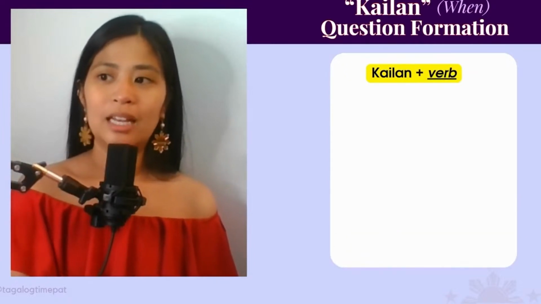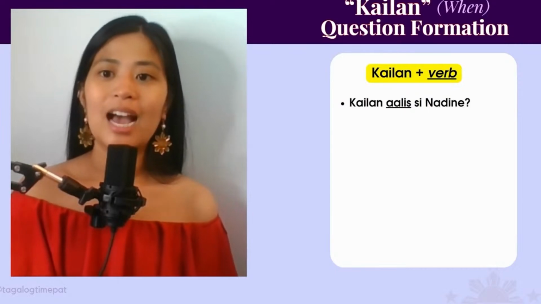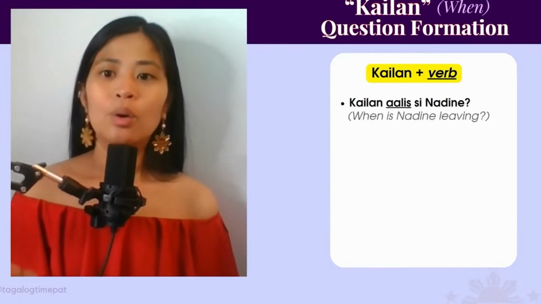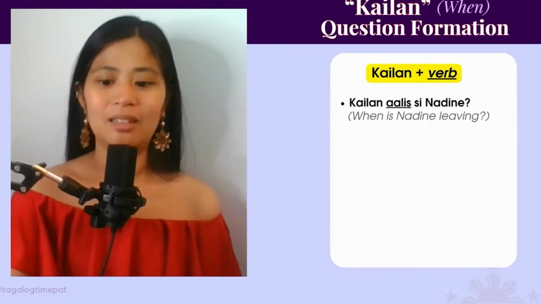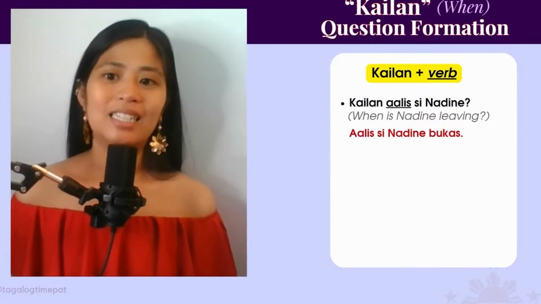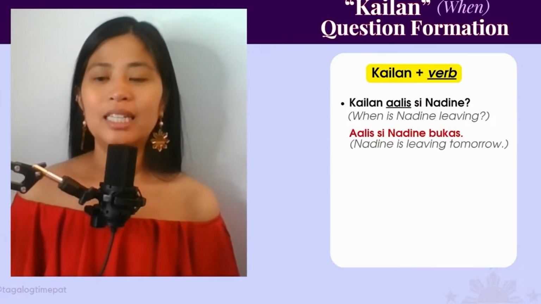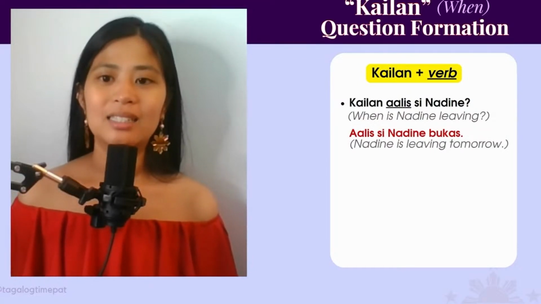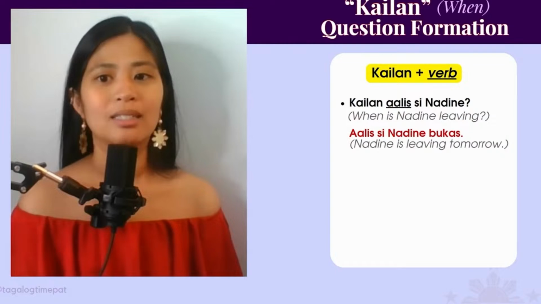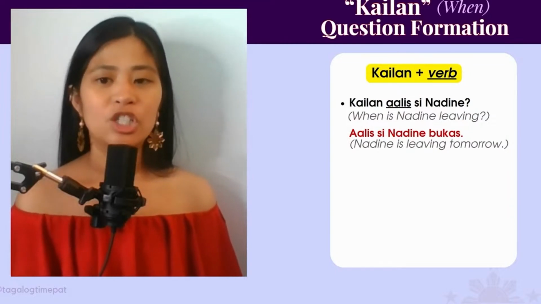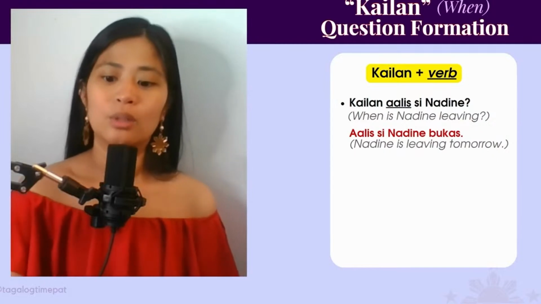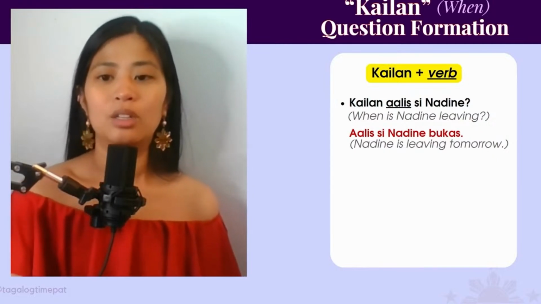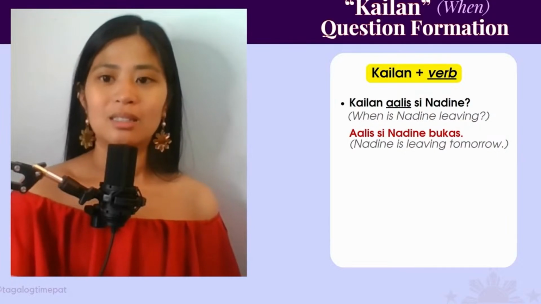Next, you can use kailan with a verb. So, kailan aalis si Nadine? When is Nadine leaving? Kailan aalis si Nadine? Aalis si Nadine bukas. Nadine is leaving tomorrow. So, this is just a phrase, and you use the conjugation patterns that we learned, and then you just answer. So depending on what the question is, just make a statement using that correct tense of the verb.